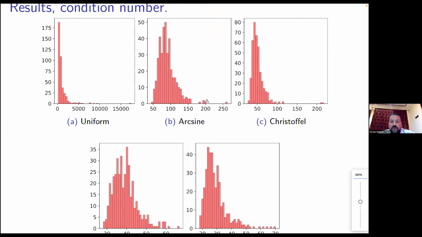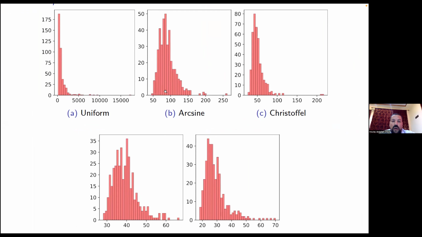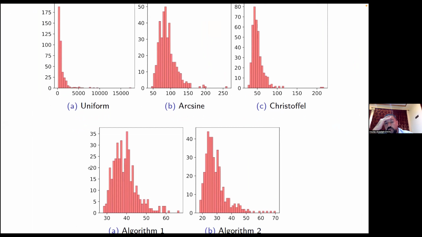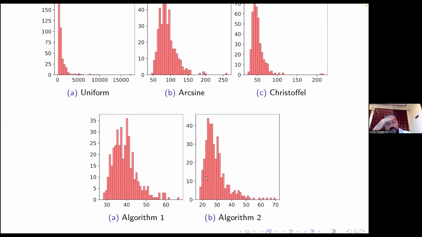The situation is better with the arcsine measure because we get smaller numbers, but it's still centered around, let's say, 100. With the Christoffel measure, we get even better results. We have condition number centered around 50. But with algorithm 1 and algorithm 2, we get even better results, with moderate condition numbers in the 30s, 40s, or 20s to 30s here.